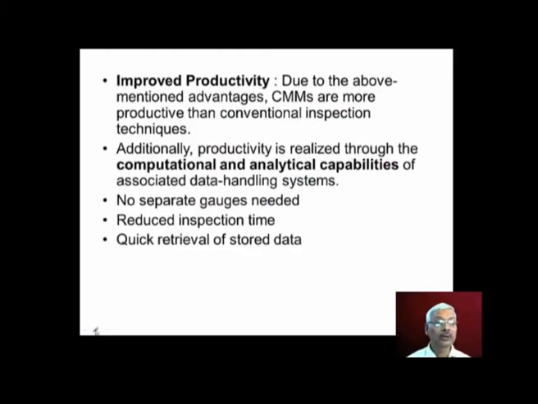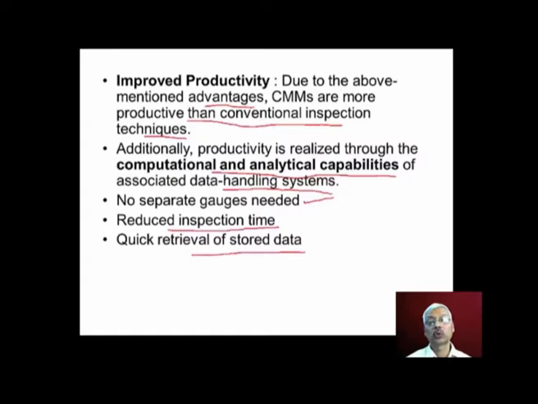And there is improved productivity. Due to the above mentioned advantages, coordinate measuring machines are more productive than conventional inspection techniques. Additionally, productivity is realized through the computational and analytical capabilities of associated data handling systems, and no separate gauges are needed. All the features can be measured in one setup in a CMM, with reduced inspection time and quick retrieval of stored data.